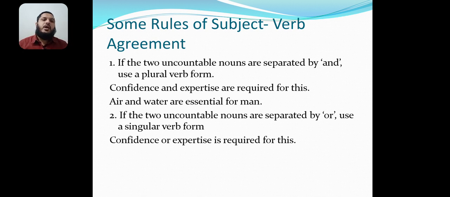Air and water are essential for man. Here again, two uncountable nouns are joined by the word and. So, the verb is plural.